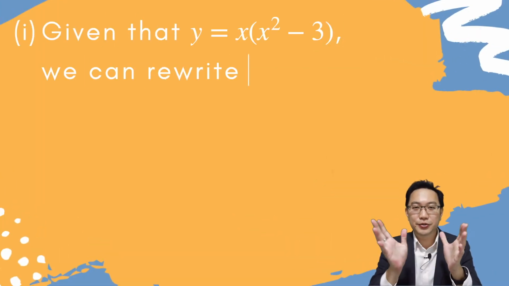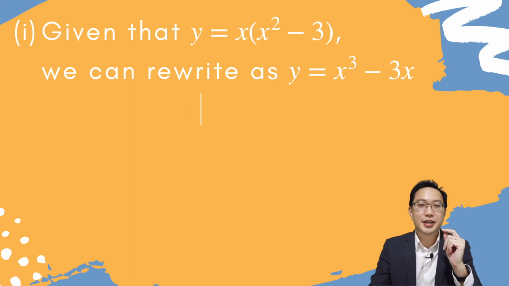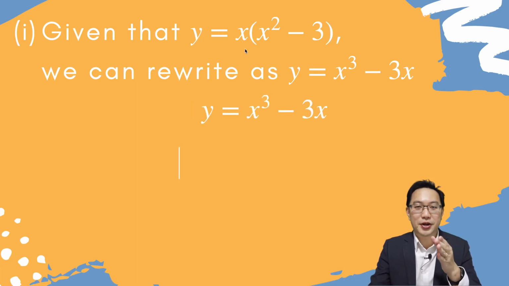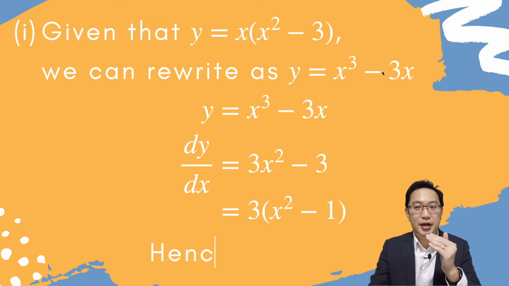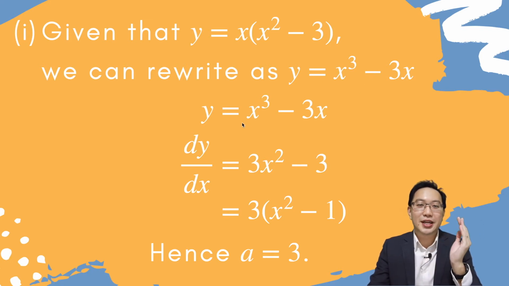Given that y equals x bracket x squared minus 3, we can rewrite this as y equals x cubed minus 3x. Basically, we are expanding it. X times x squared gives me x cubed. X times negative 3 gives me minus 3x. So after I expand this, my y will look like x cubed minus 3x. Then I can differentiate it.